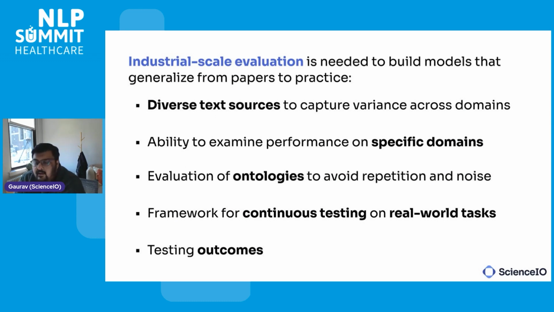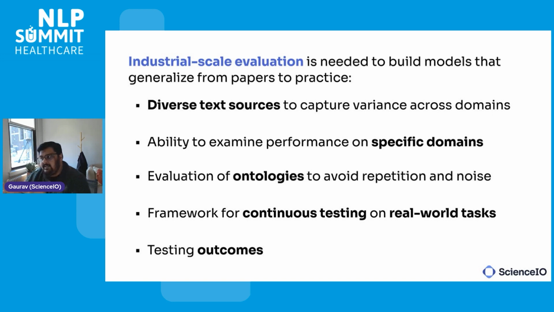So I have just a couple more summary slides. In the last 4 years, we've essentially learned that industrial scale model evaluation is needed to build models that generalize from an archive paper to real world practice. And the 5 things that we hit upon continuously is having a diverse set of text sources to capture variance across domains, to be able to test that the model works as well in cardiology as it does in oncology, to be able to test that any artifacts from upstream data processing like PDF conversion have minimal impact on the outputs.